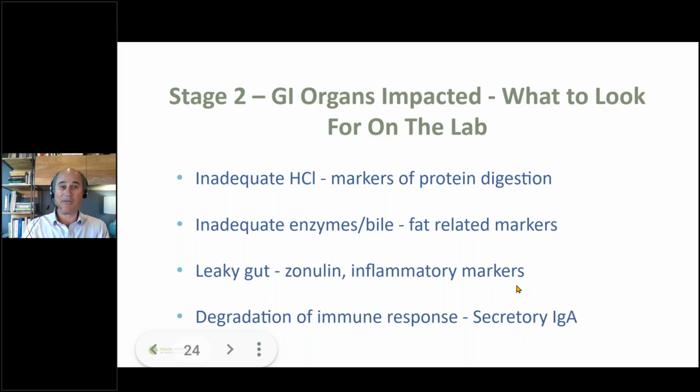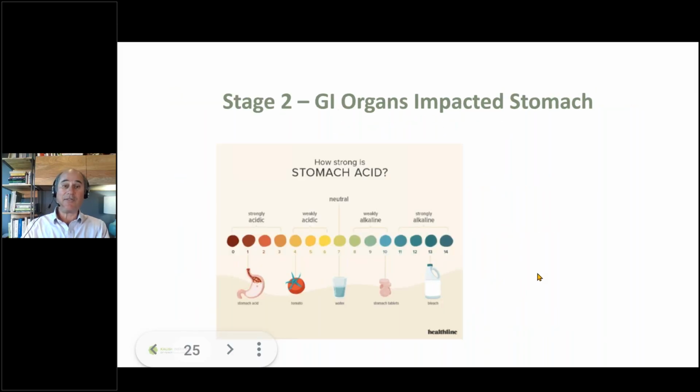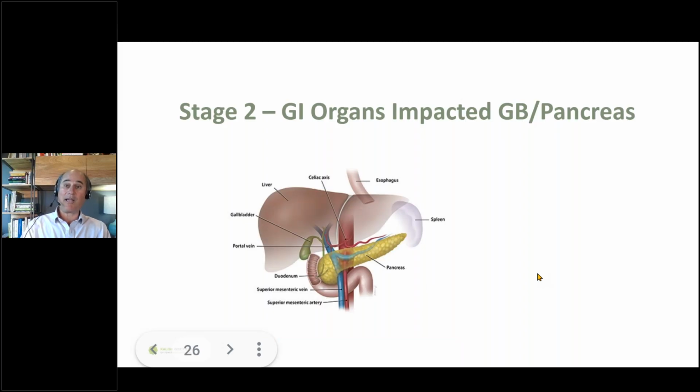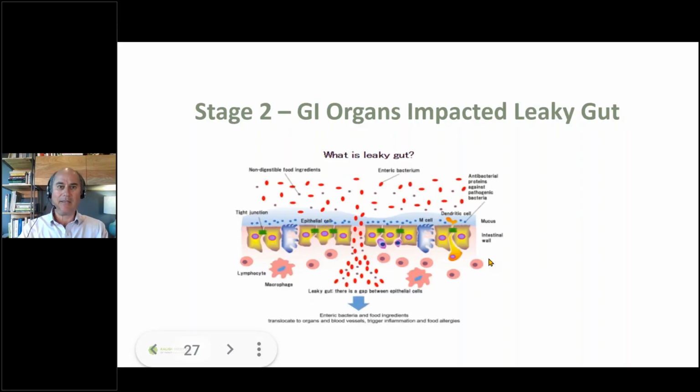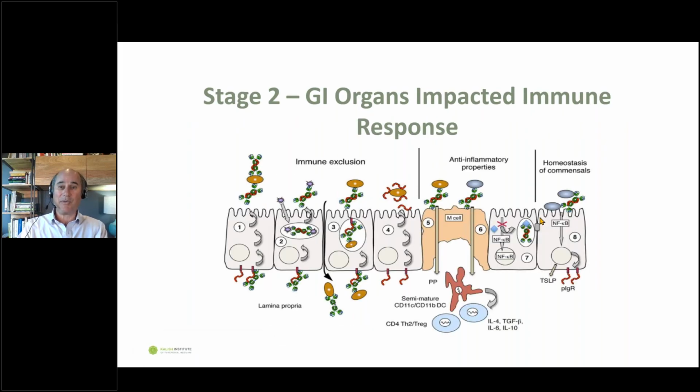We talked a lot about secretory IgA. So you could have not enough stomach acid. You'll see that on the labs. You could have either a gallbladder or a pancreatic enzyme output problem, or both. You'll see that on the labs. They're separate, but kind of related, obviously. And then you could have either leaky gut or a gut immune response.